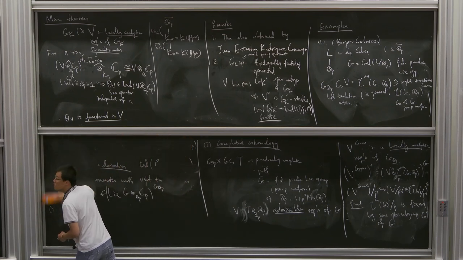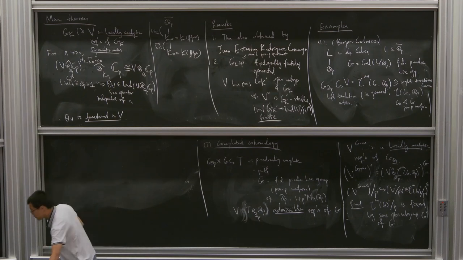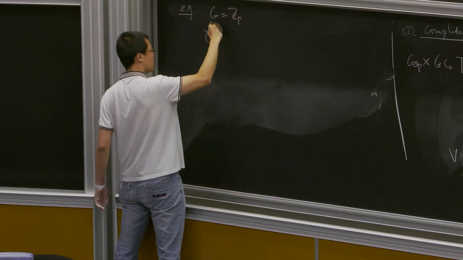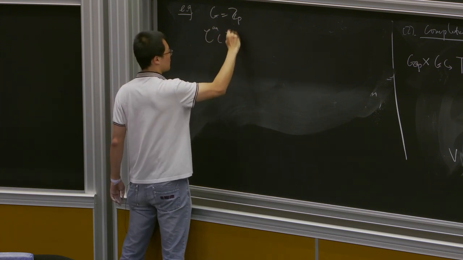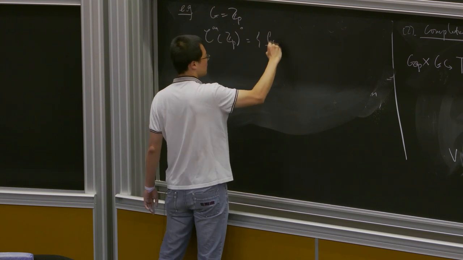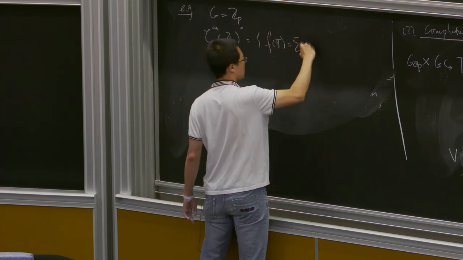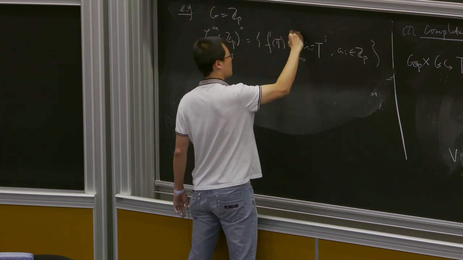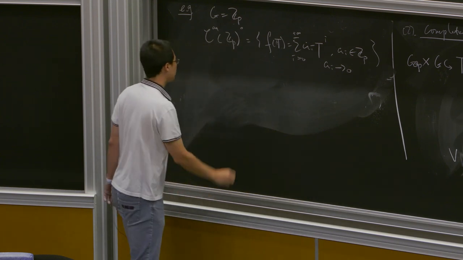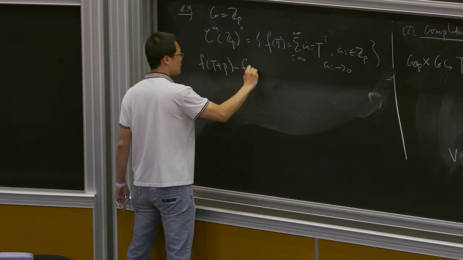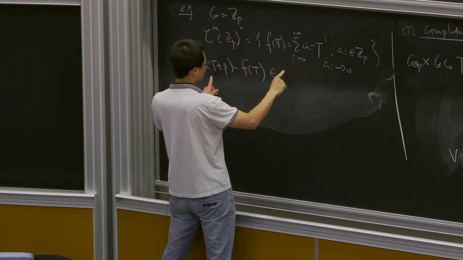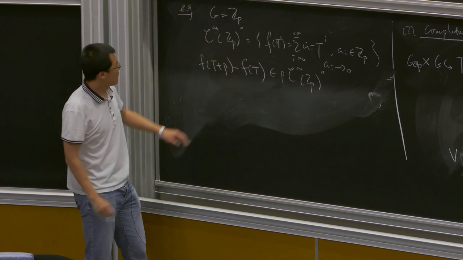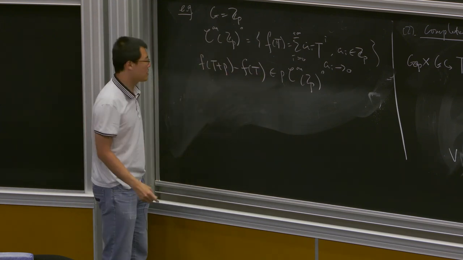Let me give you a quick example why you should believe this. You just take G to be Z_p, and what are the analytic functions? You take the unit ball. Well, it's just power series, and a_i converges to zero. So it's clear that f(t+p) minus f(t), all the coefficients are divisible by p, so it's inside p. In particular, this means that if you mod P, it's fixed by pZ_p. Okay.